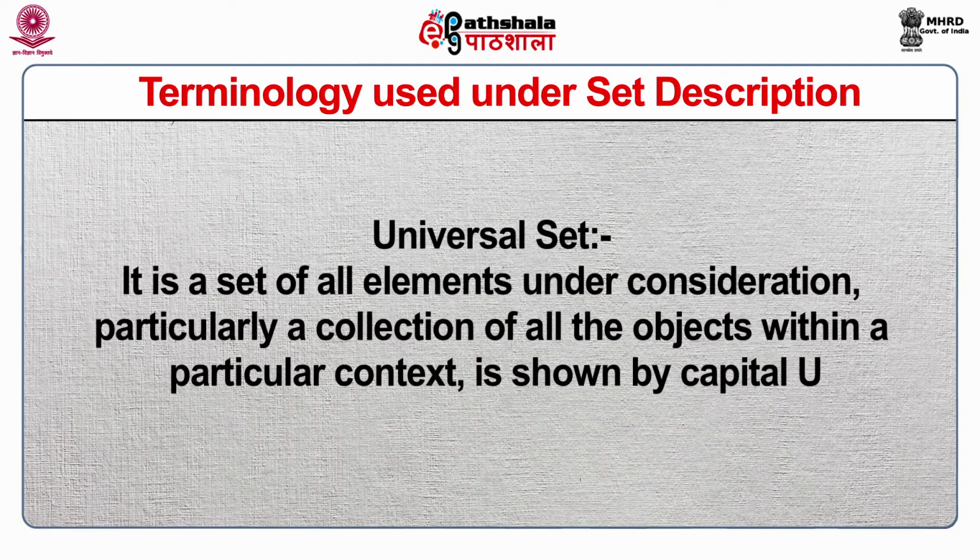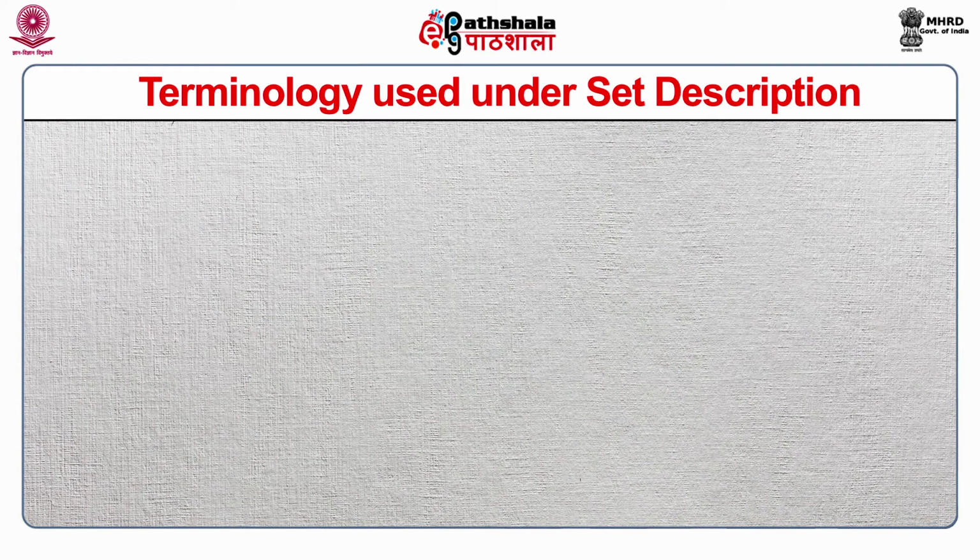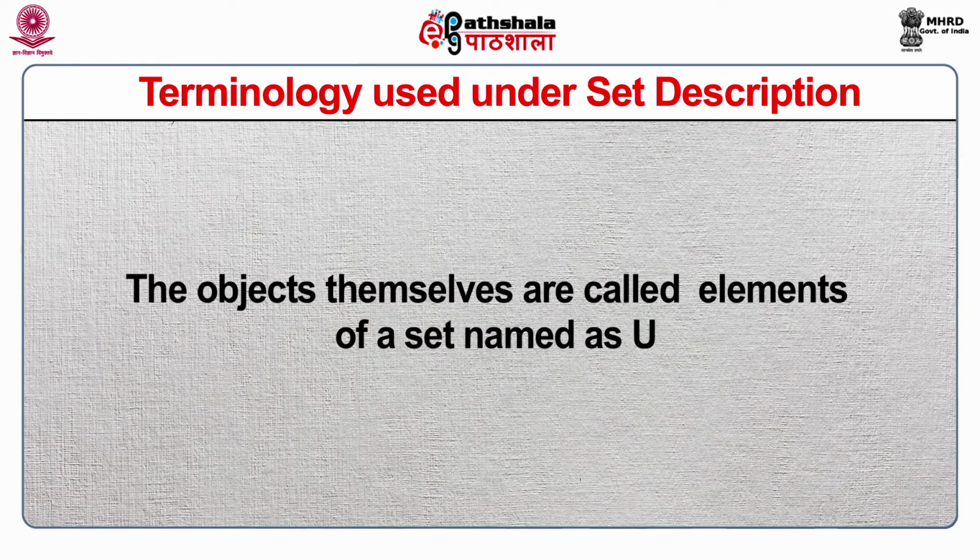The universal set. It is a set of all elements under consideration, particularly a collection of all the objects within a particular context, shown by capital U. The objects themselves are called elements of a set named as U.